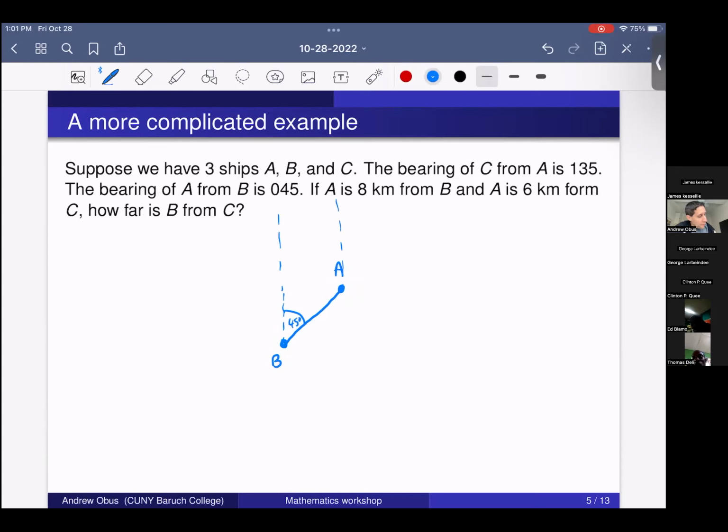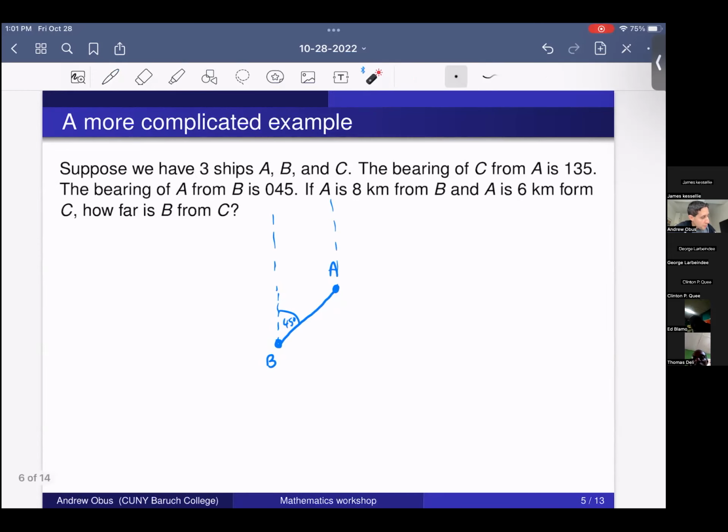And now, what else do we have? We have that the bearing of C from A is 135. So this we can just follow around, right? We're going to go from A to C. So I'm going to go around 135 degrees. So it's going to point in this direction. Let me draw in this direction, and we're going to go not as long. So maybe like this. This is going to be C. Okay, and we know that the length from A to B is 8 kilometers. And the length from A to C is 6 kilometers.